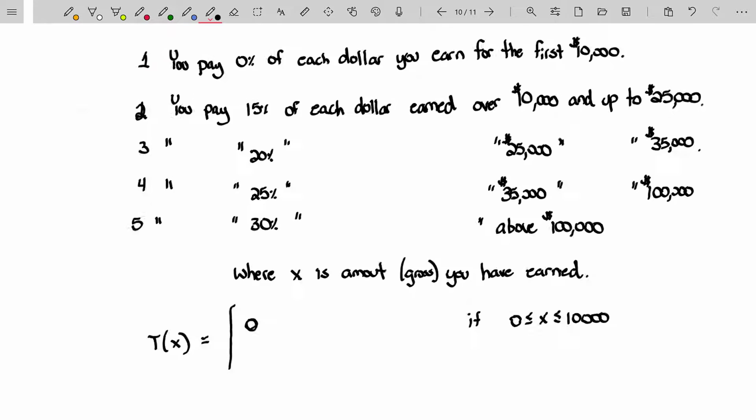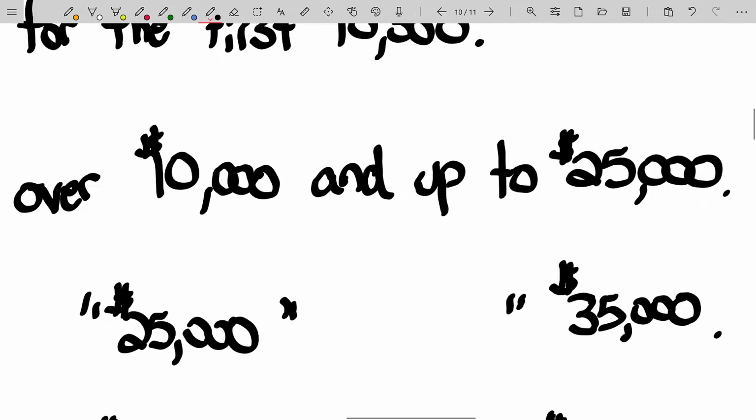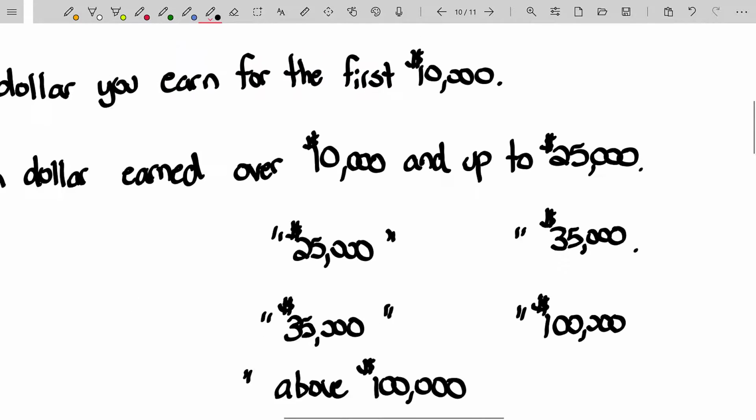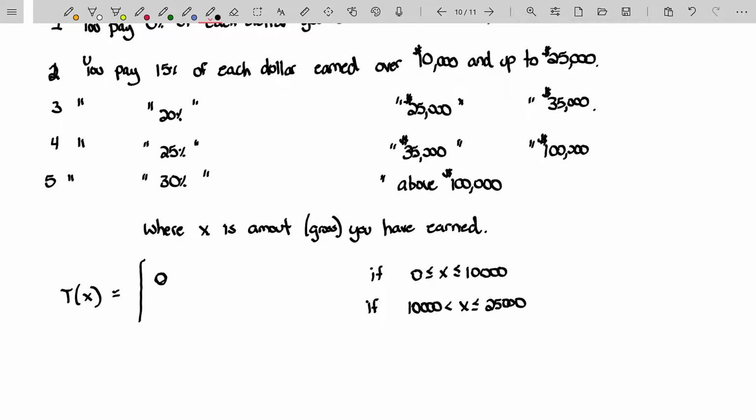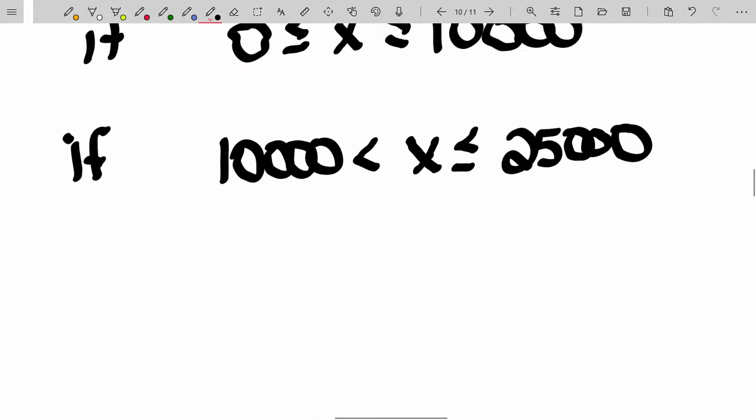However, the next function will be defined if your income was between 10,000 and 25,000. Notice how I'm deciding to write my boundaries here, or my domain restrictions, is that x is going to be in the number of dollars strictly above 10,000, but less than or equal to 25,000.